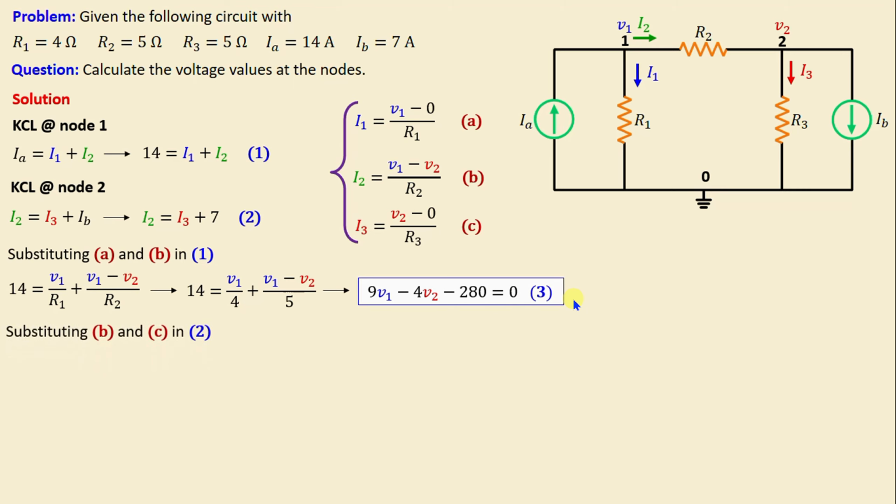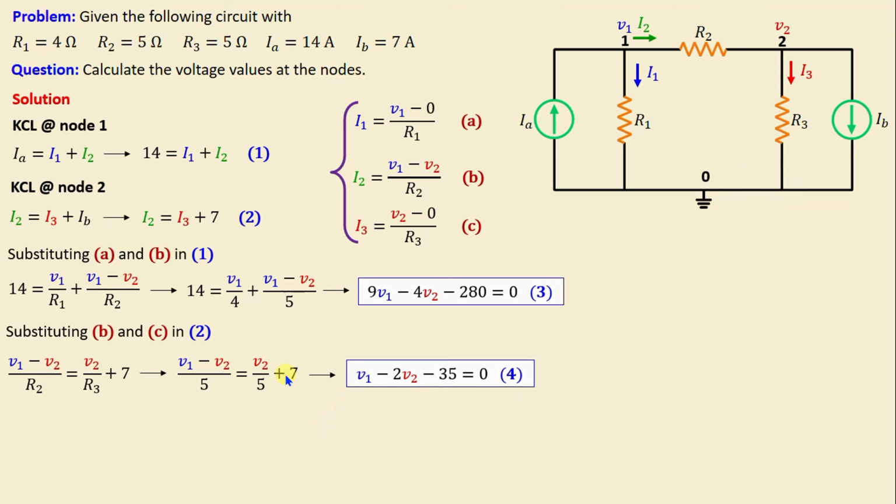And now, by substituting equations B and C in 2, we can write V1 minus V2 over R2 is equal to V2 over R3 plus 7. And if we replace the resistors with their numerical values, we obtain V1 minus V2 over 5 is equal to V2 over 5 plus 7. And if we continue simplifying this equation, we obtain finally V1 minus 2V2 minus 35 is equal to 0.